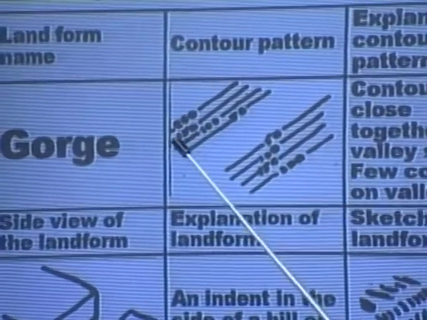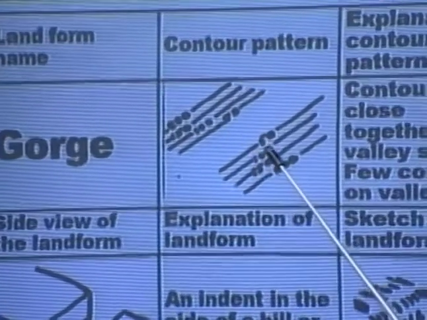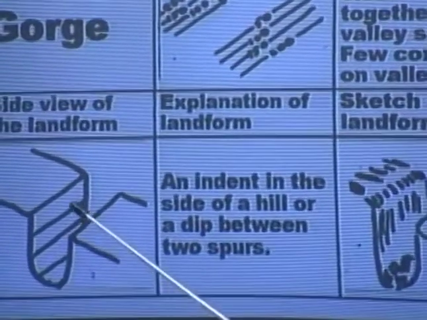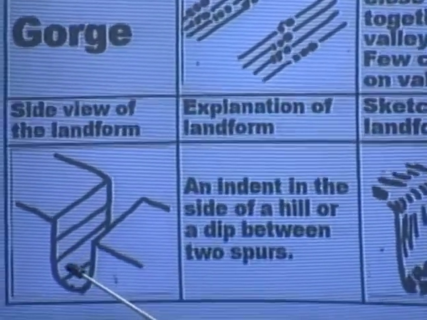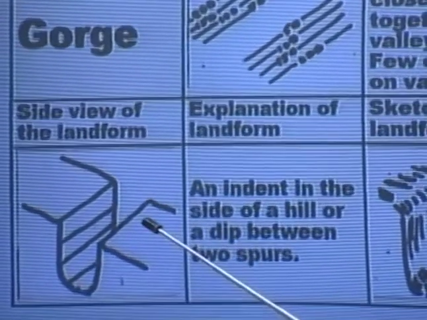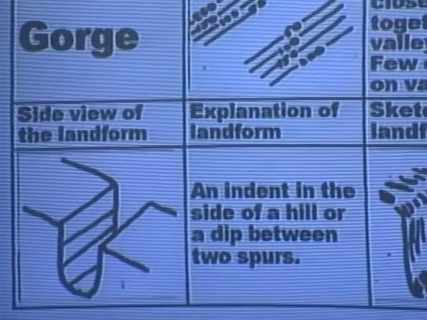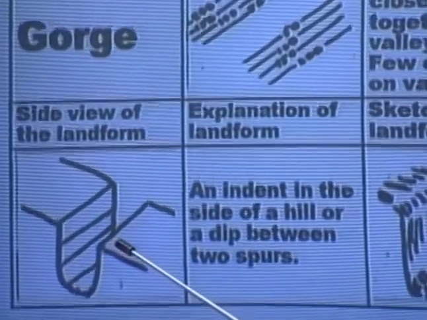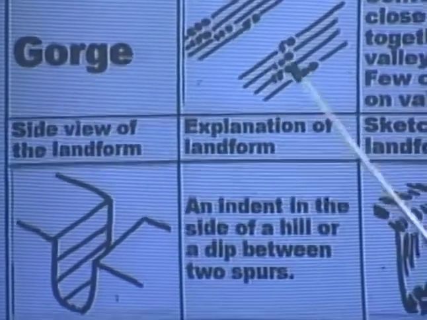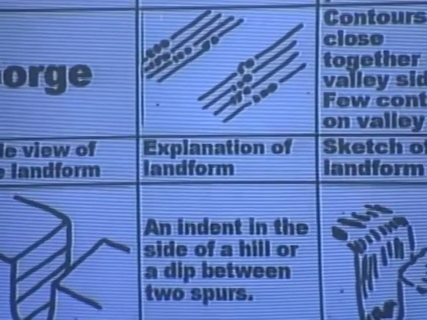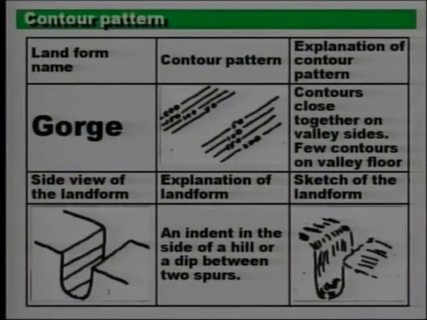When you try to work out what this feature would look like in reality, you can go to the side view of that feature, and this is what it would look like. You have a drop to the bottom of the feature, and then a sharp increase again on the side of the feature. So you have the two sides and the bottom of the feature, through which a river or a stream may flow. But the contour pattern would be one as shown on our monitor, or what you would have constructed. It gives us the explanation of the contour pattern for a gorge.